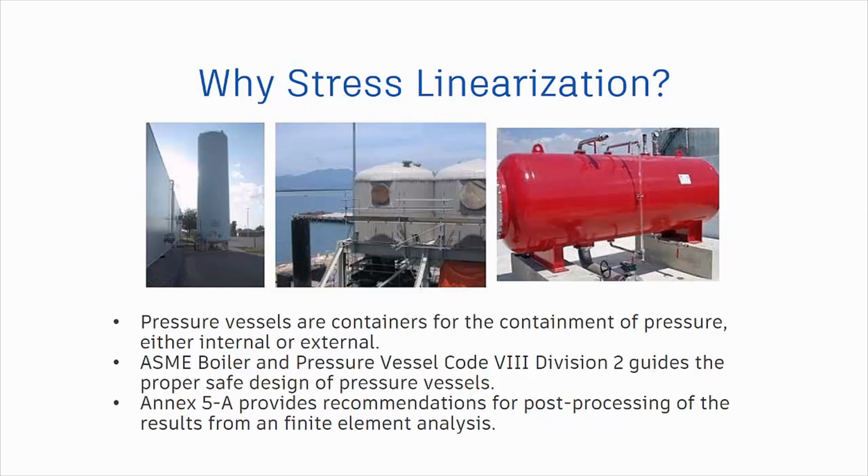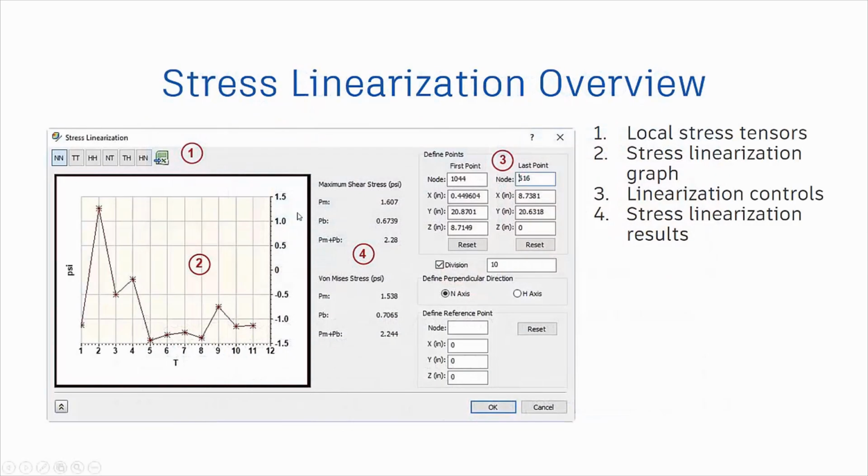You can use the stress linearization utility to graph specified stress tensors along a stress classification line. Stress linearization will extract the membrane and bending results that comprise the total stress, PM plus PB. This is an image of the stress linearization window in Nastran In-CAD.